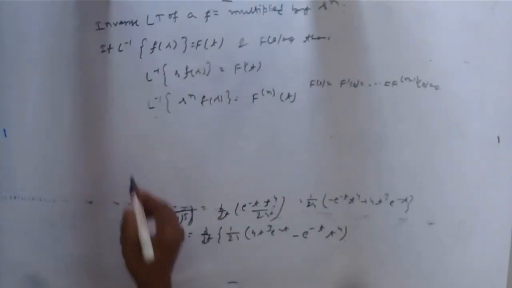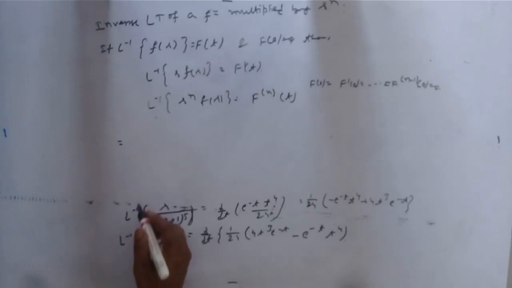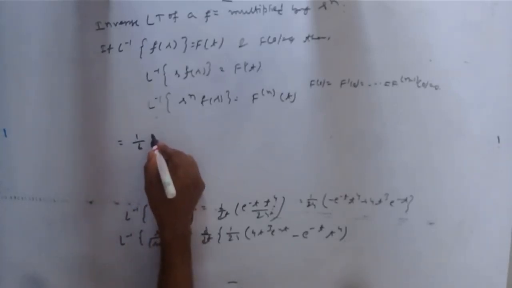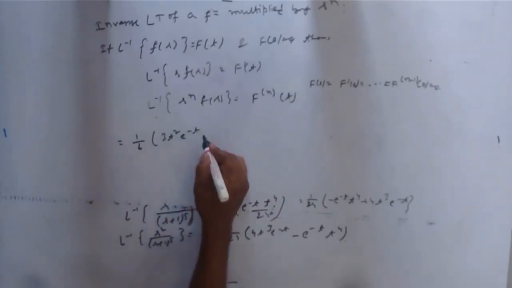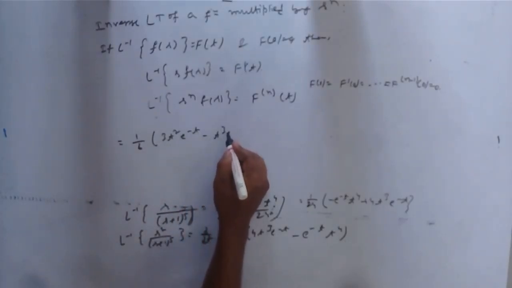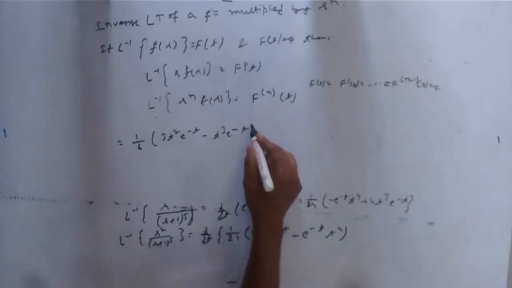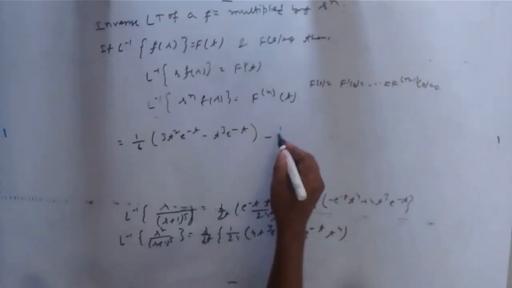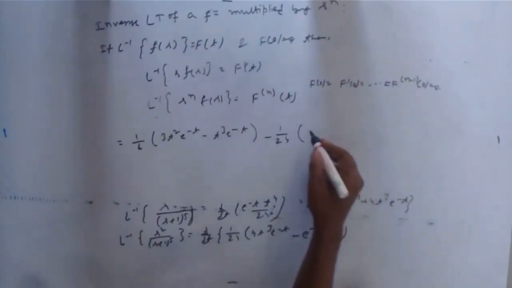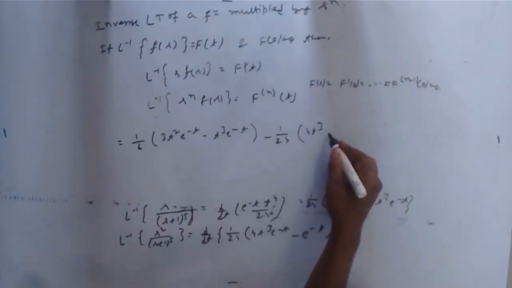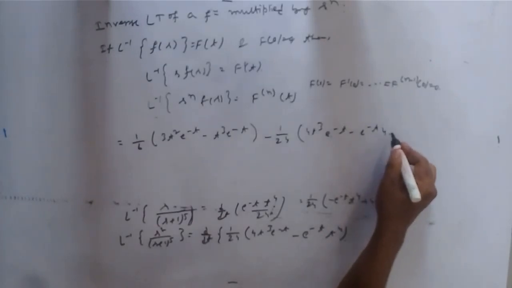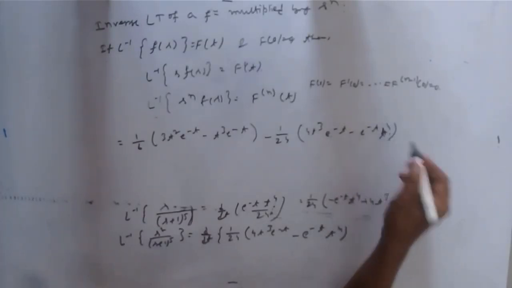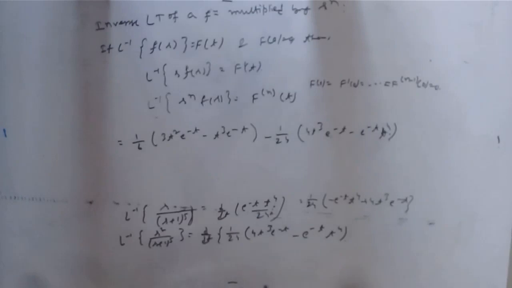So already we have done the first order derivative. Now this will be equal to 1 by 6 into (3t square e to the power minus t minus t cube e to the power minus t), and minus 1 by 24 into (4t cube e to the power minus t minus e to the power minus t t to the power 4). So this is our required result.